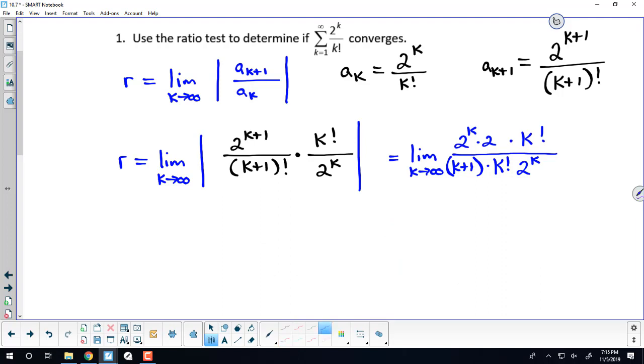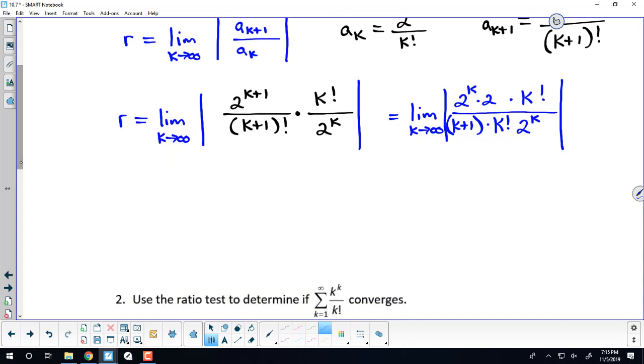I mean, I get this. I guess at this point we could just keep carrying this absolute value through, but it's really redundant because they're all positive. And so this comes out to our limit at infinity. We have left over the 2 to the k factorials cancel. We just have 2 over k plus 1.